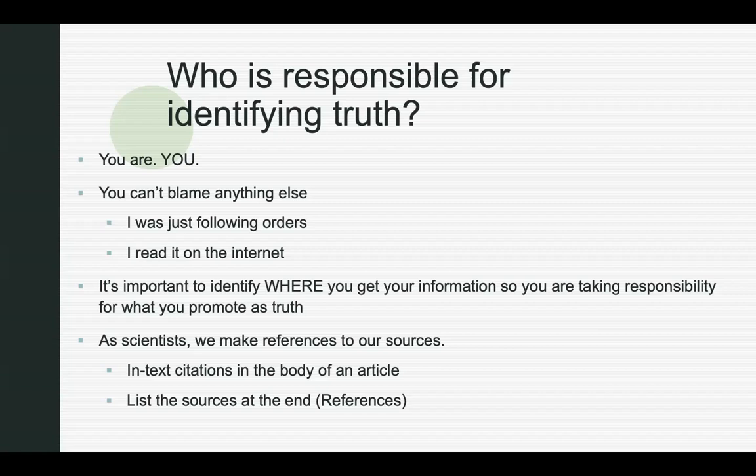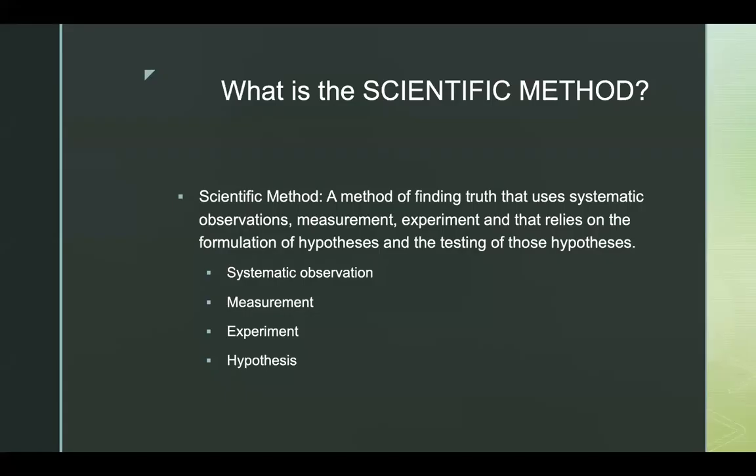Being able to access or refer to or list sources in psychology as a science is very, very important. And we're certainly going to talk more about that this semester. So, what is the scientific method then? Based on empiricism, the scientific method is a method of finding truth that uses systematic observations, measurement, experiment, and relies on formulating hypotheses and then testing those hypotheses.